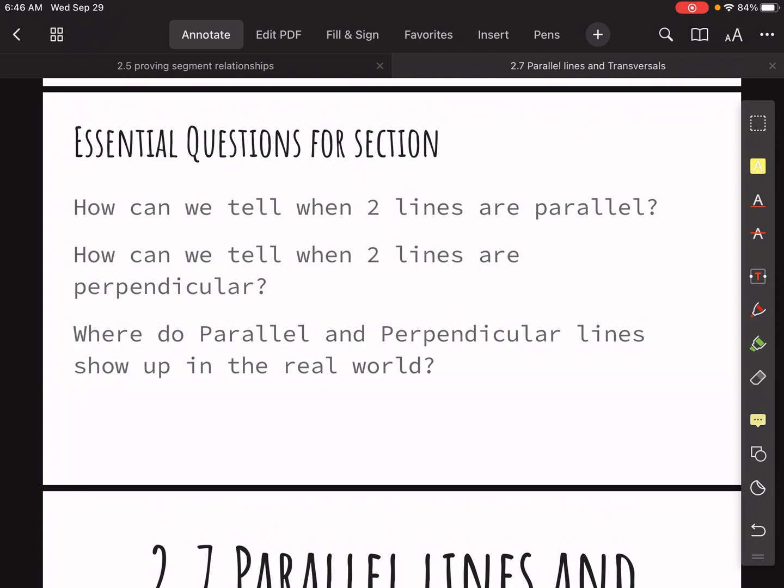Remember that a perpendicular line is a line, well, I should say set of lines, is lines that meet at a 90-degree angle, right? So how can you tell when that happens? And then thirdly, where do parallel and perpendicular lines show up in the real world? All right, so those are some essential questions, some things to think about as we're going into this.